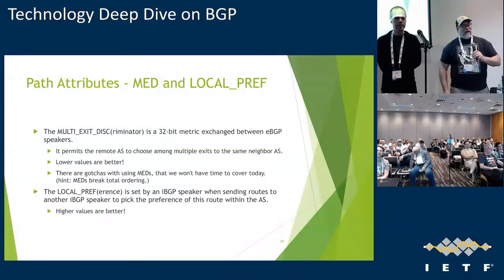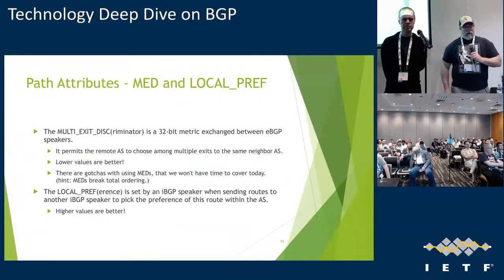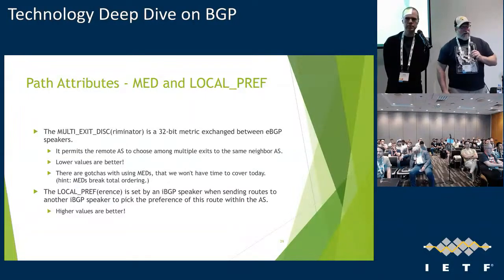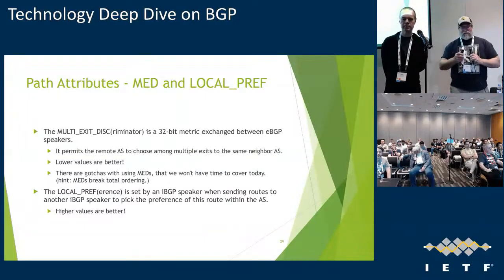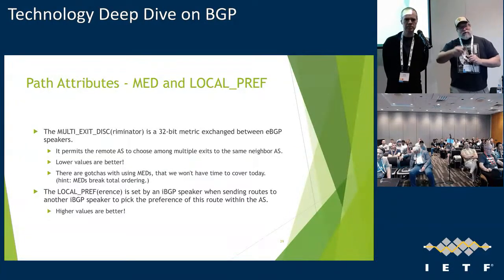So BGP also adds in two types of attributes that are metric types of things. This is not strictly tie broken on the AS path length. The first one is the multi-exit discriminator, the MED. Both of these types of metrics are 32-bit values that have opposite importance. MEDs you want to have smaller. The idea is that between two eBGP speakers for the same AS, you want to prefer the exit that has the lower number.